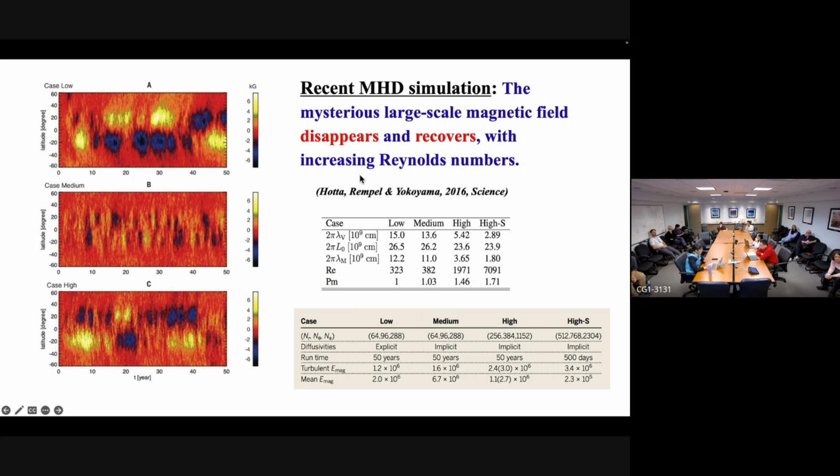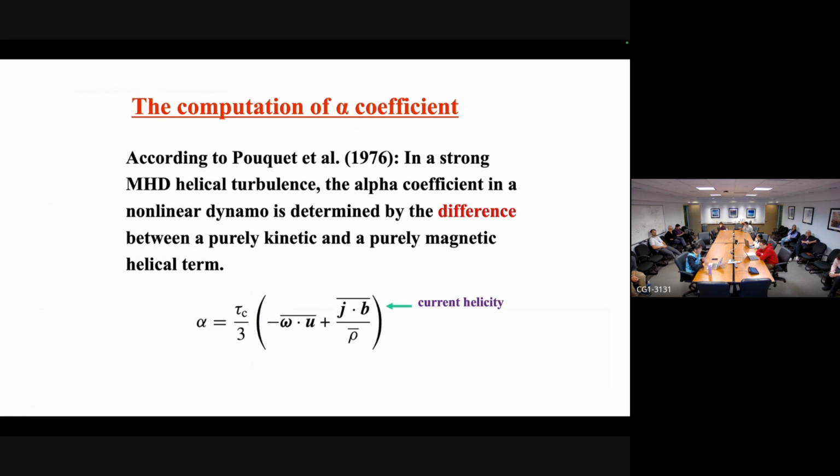I already knew this result in 2015, and Hideaki-san presented it everywhere, and it's very impressive. But then I realized something: this Pouquet paper was already published in 1976. Basically, what they say is that in strongly MHD turbulence, the alpha effect in a nonlinear dynamo is determined by the difference between a purely kinetic and a purely magnetic helicity term.